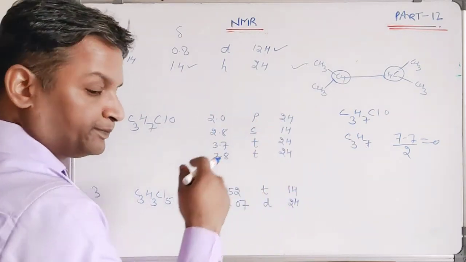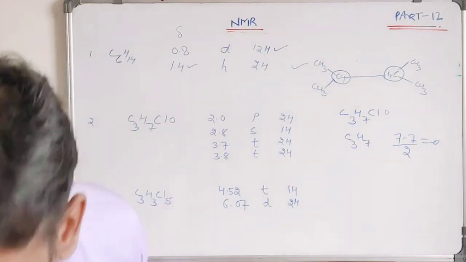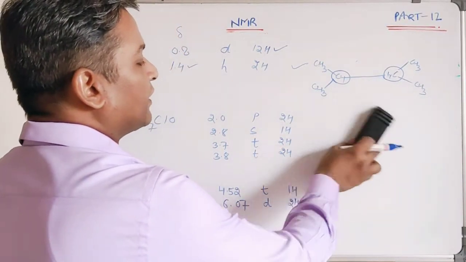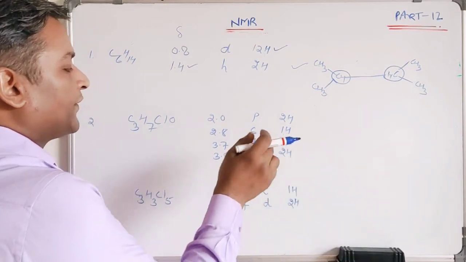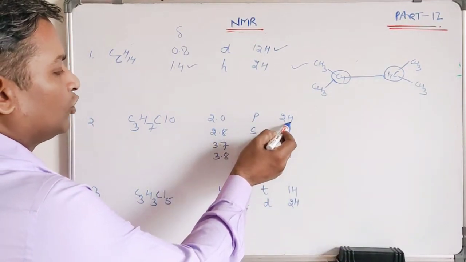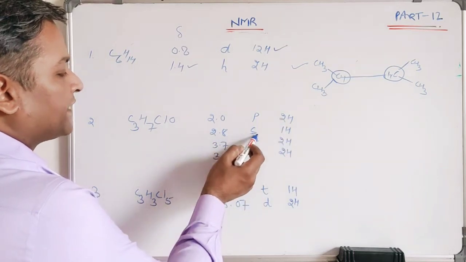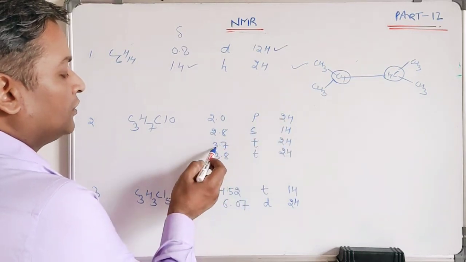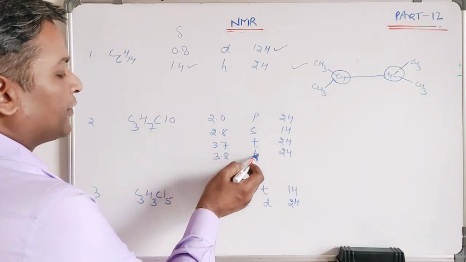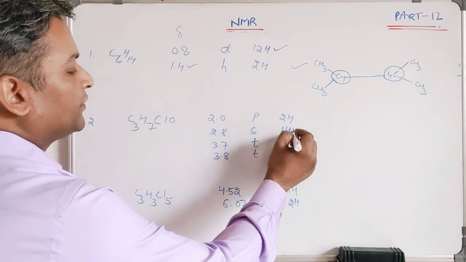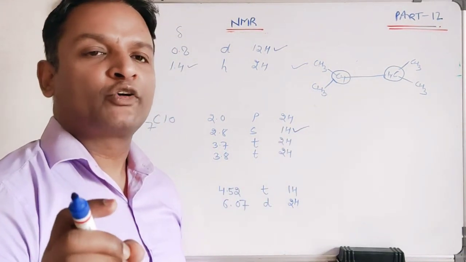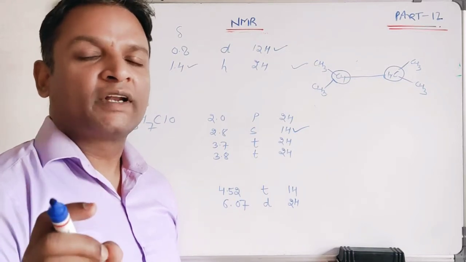Now, after observing this saturated compound, it is also an example of a saturated compound. Now the spectrum you can see here: delta value 2, pentet for 2 protons; 2.8, singlet for 1 proton; 3.7, triplet for 2 protons; 3.8, triplet for 2 protons. You can see here a singlet for 1 proton. Always remember this, that a singlet for 1 proton can indicate carboxylic acid.